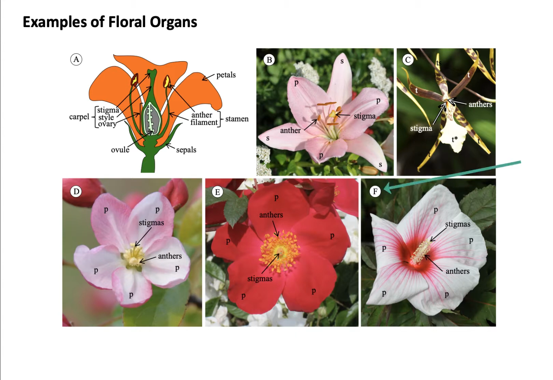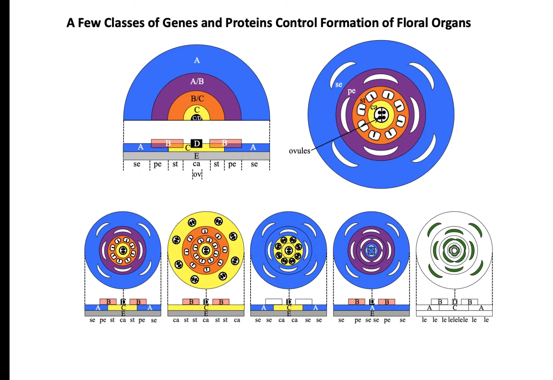And then this is a hibiscus plant over here with the petals, and again the sepals are behind that, and then you have a fused, tube-like set of anthers, and then the stigma coming out the top. So there's quite a bit of variation and diversity in flowers and floral organs.